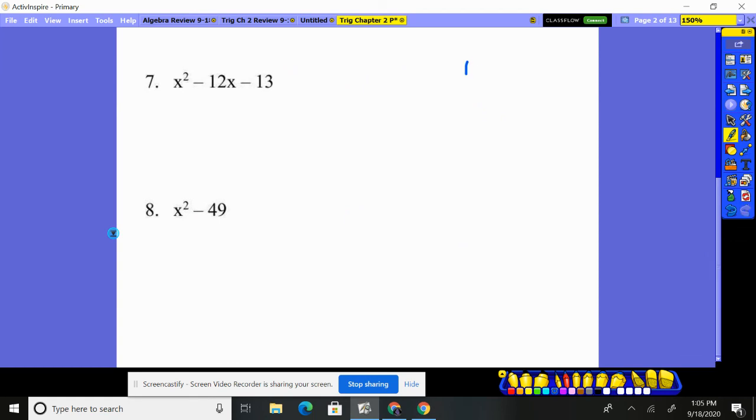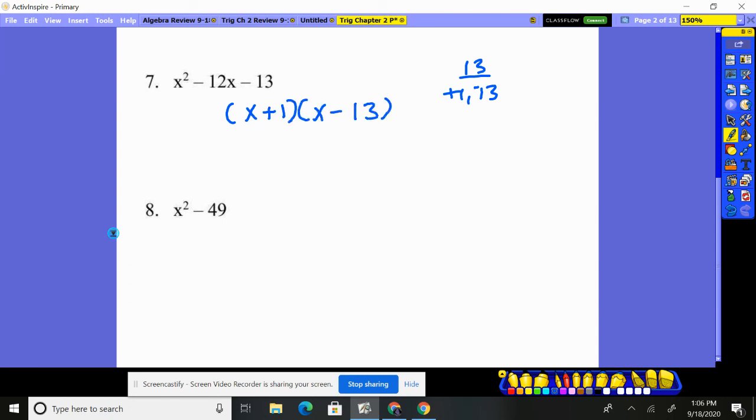Scroll down here and look at the next, number 7. We have 13. Well, that's easy. 13 is a prime number. So the only thing that multiplies together to give you 13 is 1 and 13. Now, since it's a -13, one of them's got to be negative and one's got to be positive. And we need a difference of -12. That tells me I'm going to put a negative on the 13 and a positive on the 1. So it'll be x plus 1 times x minus 13.